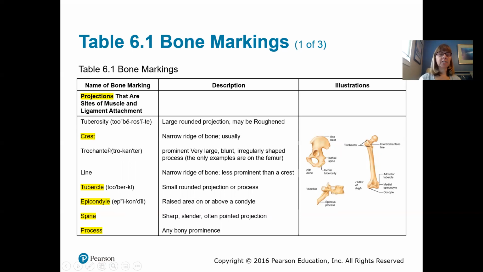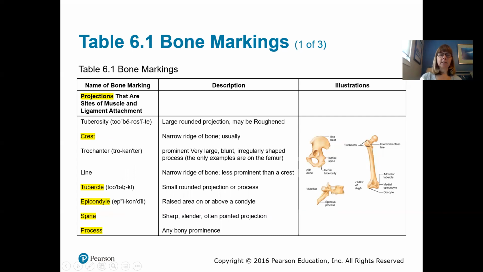So of these projections, crest, you'll definitely see more often. For instance, here is the hip, and there is the iliac crest. Of the hip bone, this is the iliac bone. There's several bones that make up this hip, and the iliac crest. So this is the crest. You can think of the crest of a mountain. This is the crest of that.